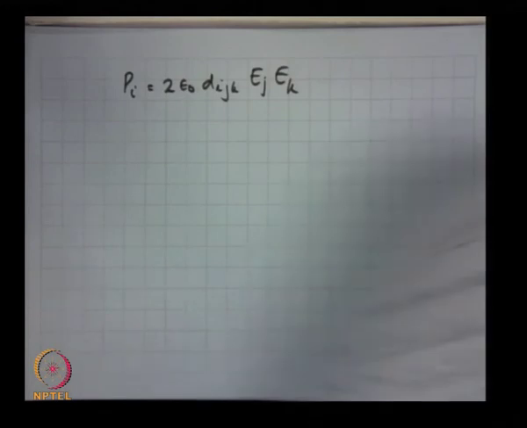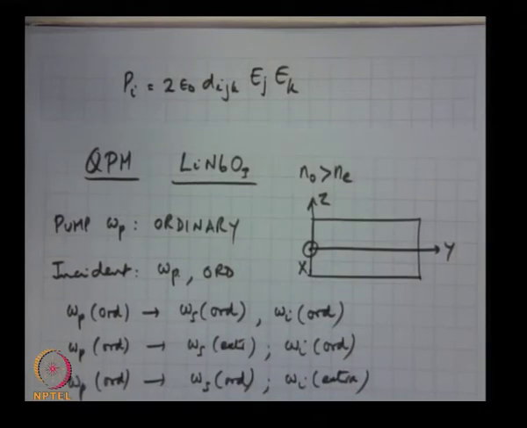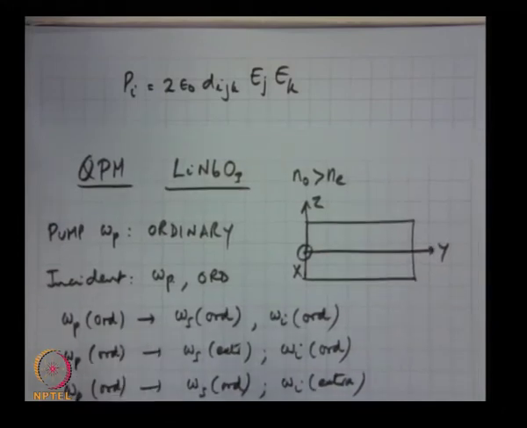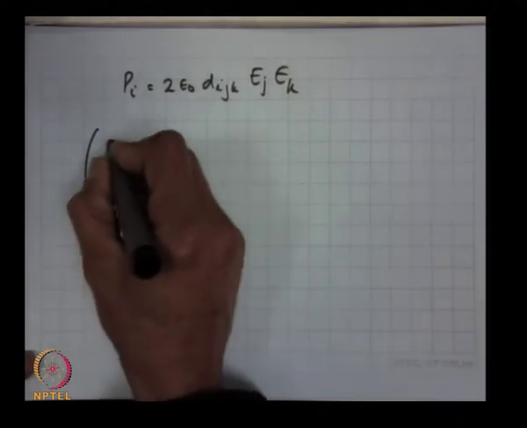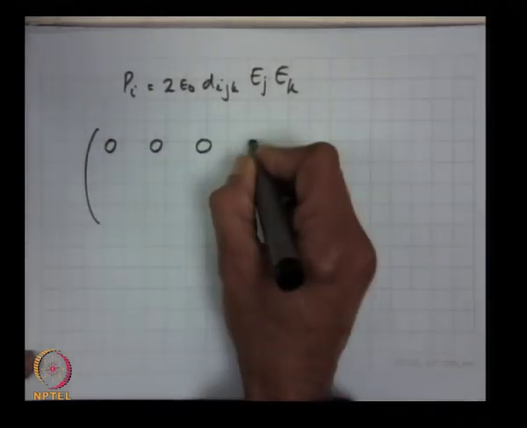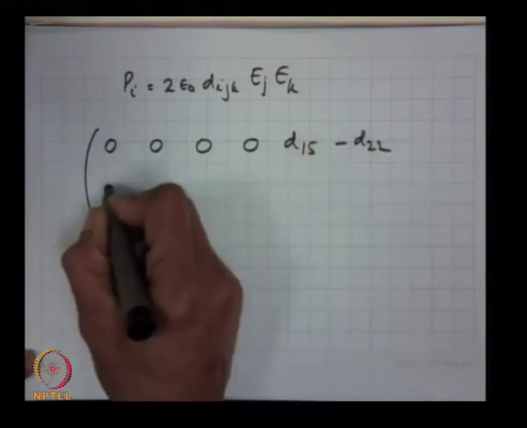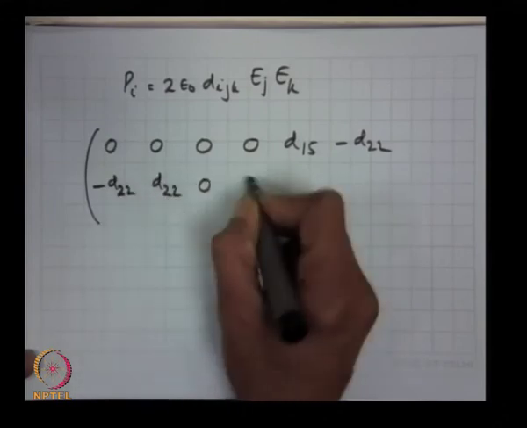Now, this process I am looking at is coupling an x-polarization of the pump, an x-polarization of the signal, and an x-polarization of the idler. So what is the nonlinear tensor element that will be responsible? d111, which is d11. Now let me write for lithium niobate: 0, 0, 0, 0, d15, minus d22, minus d22, d22, 0.